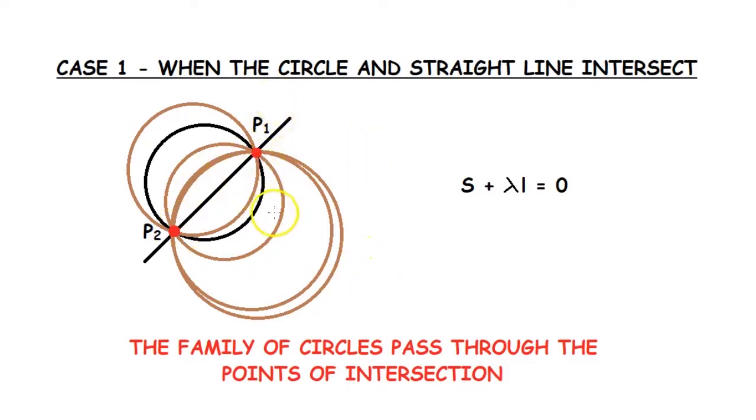So, when a circle and a straight line intersect each other, the family of circles pass through the points of intersection of the original straight line and circle.